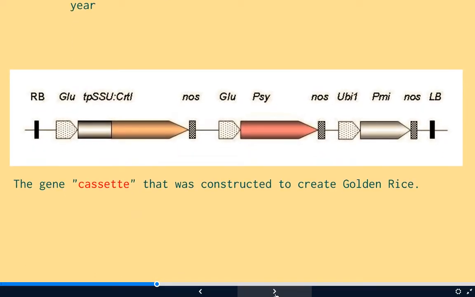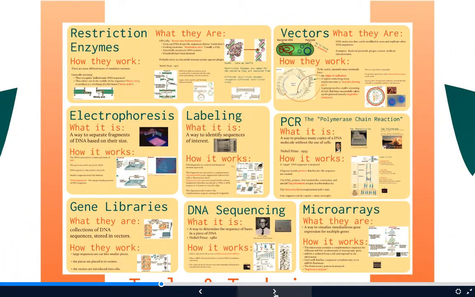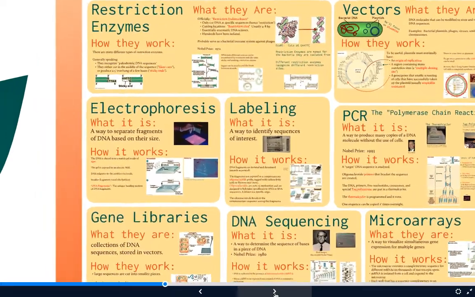And so they use a gene cassette to do this. Kind of neat, right? So that's how that's been done, and then it's inserted into the plant. Okay, so what we want to do is kind of pop back and look at some of the tools and techniques that are important for you to know.